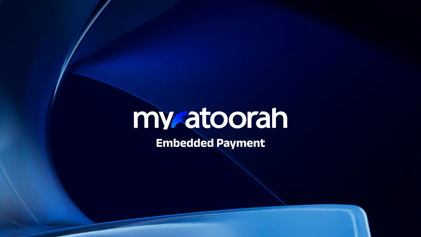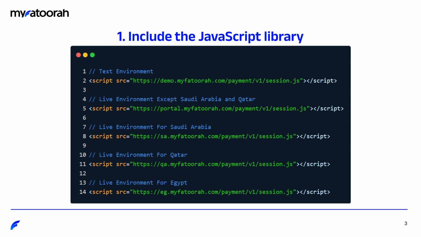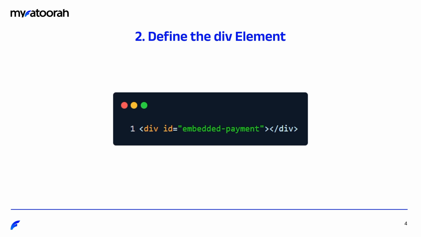First, we will explain the requirements for the basic implementation of the embedded payment. First, include the JavaScript library in your front-end code. Make sure to choose the link based on the environment and the country of your account with MyFatoorah. Define a div element in which the embedded payment will be loaded. The div element has to have a unique ID. You will pass this ID to the configuration variable.